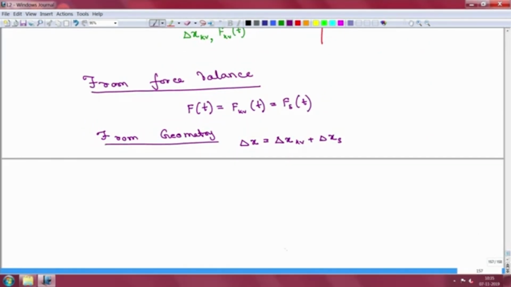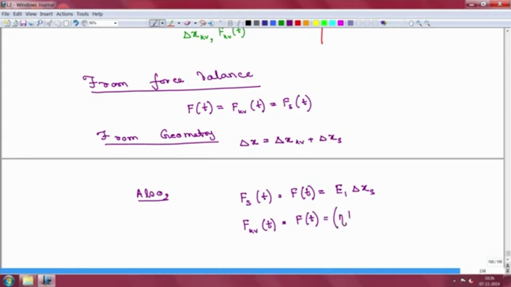The relationships that we have, given the individual constitutive relationships, are that the force in the spring is the same as the force in the system, equal to E1 times delta x s. And in the Kelvin Voigt body, you have the force, again equal to the entire force experienced by the system, equal to eta times D plus E times delta x kV. Please remember that this D is the differential operator, so it is a d/dt here. I want a relationship between F, the left hand side in the force balance equation, and the delta x, which is again on the left hand side of the geometric relationship.